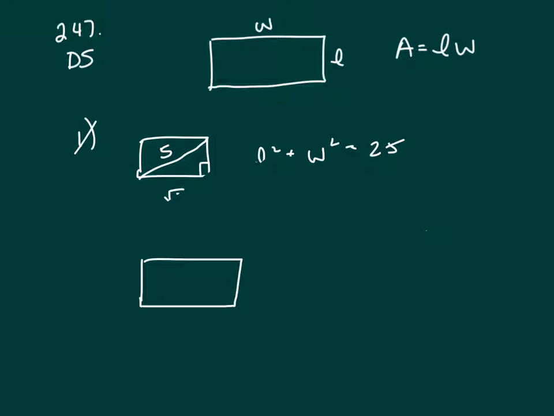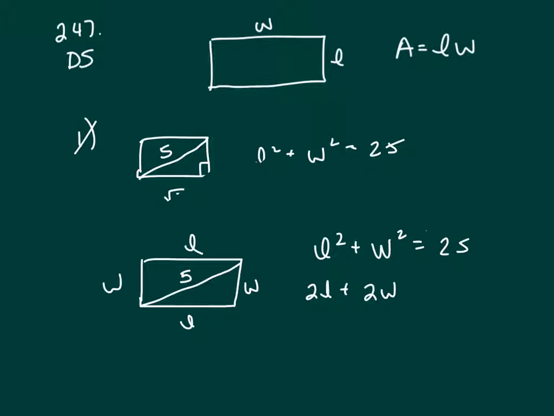We know that the diagonal is 5. And we know the perimeter is 14. So this is length and this is width. So I know that L squared plus W squared equals 5 squared or 25. That's the Pythagorean theorem. And the perimeter is 2L plus 2W, because you've got 2 lengths and 2 widths, equal what? 14. So now I have a system of equations.